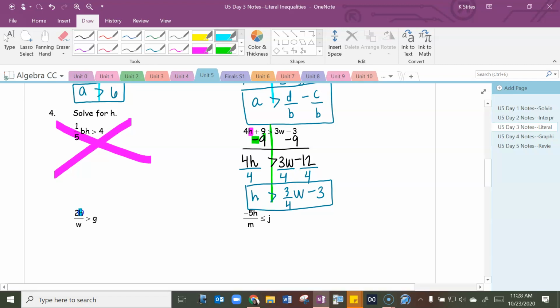All right, still solving for h. So what we're going to do first is, one way you can think of this is multiplying by the reciprocal. This is a 2 over w. So what we can do is multiply by the reciprocal, which is w over 2 on both sides. And the w over 2 is positive, so I'm going to leave my symbol the same, and you can just write this as gw over 2.